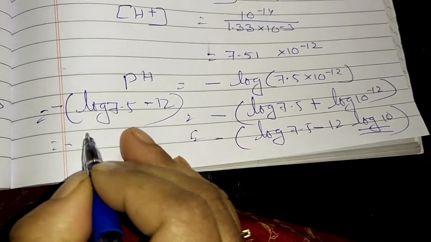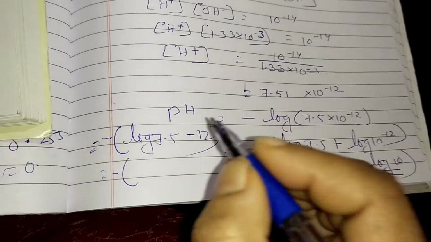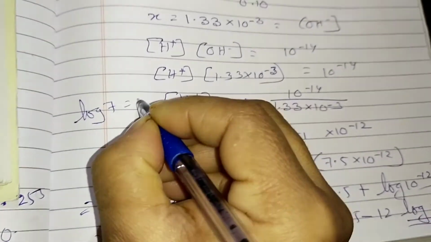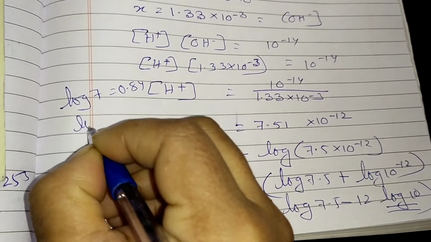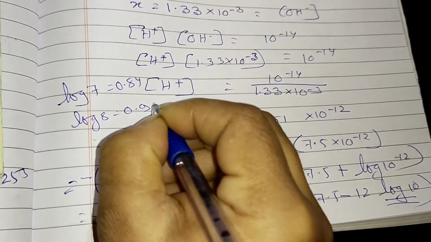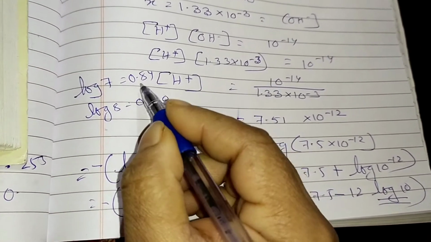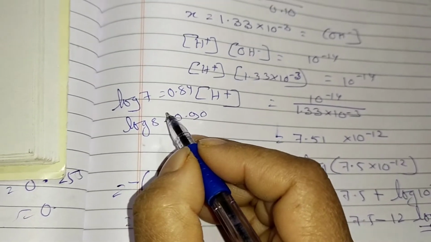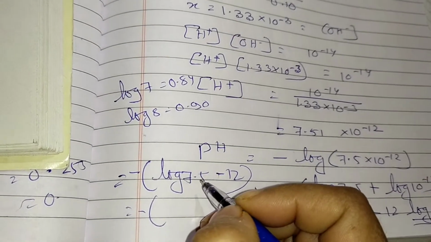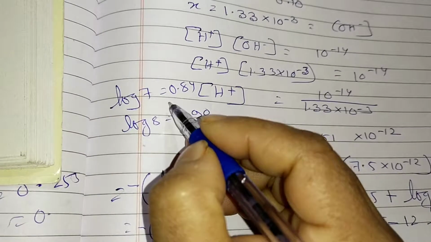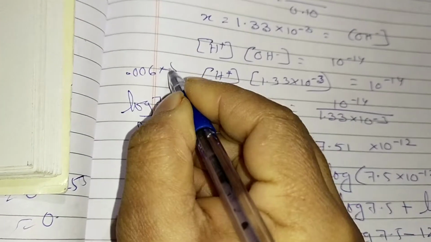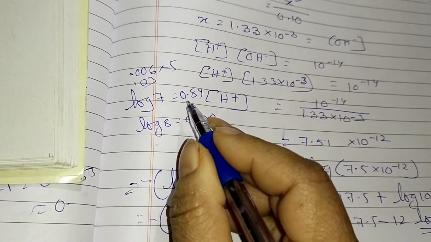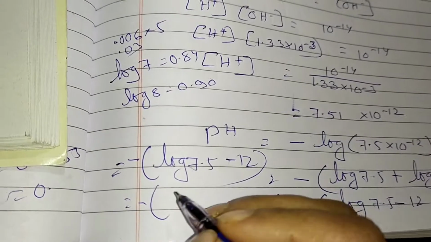So what is the value of log 7.5? We have to find the log 7.5 value. Log 7 is 0.84, log 8 is 0.90, so the difference is 0.06. For 1 division, how much will it be? 0.006, and for 7.5 it is multiplied by 5, so it comes to 0.03. So 0.84 plus 0.03 means 0.87.